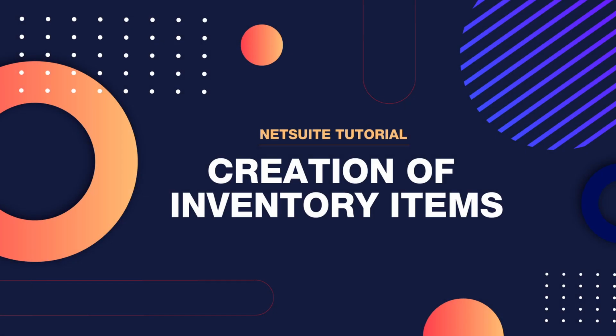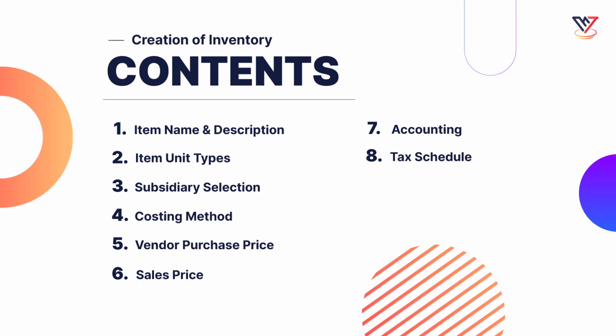Today I'm going to demonstrate how to create an inventory item. Before that, let me show you the contents for creating an inventory item. I would be using an item name and description, what unit types I would be using for an item, subsidiary selection, costing method, vendor purchase price, sales price, accounting setup, and tax schedule.